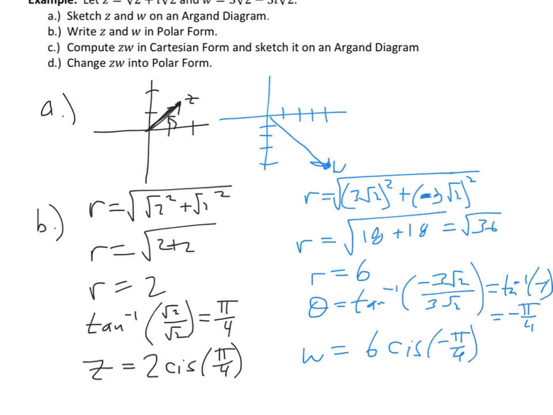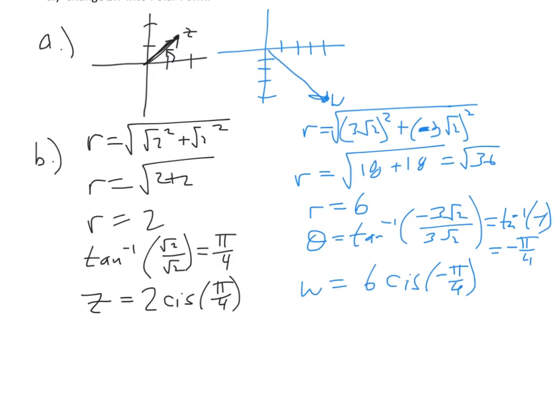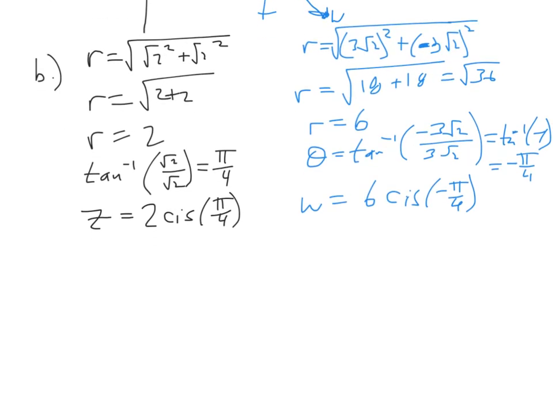Okay, now part C, we're supposed to take z and w and multiply them. That's what this is asking for. So we need to multiply them together in Cartesian form and then sketch it on an Argand diagram. Okay, so let's do that. For part C, I'm supposed to do z times w.